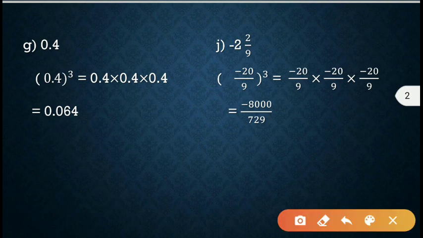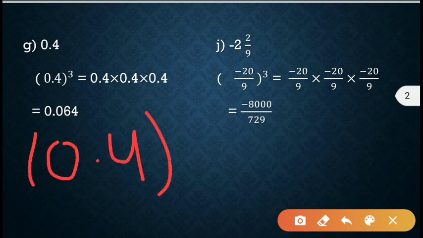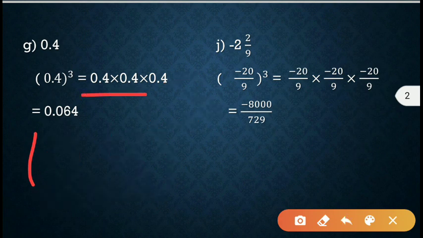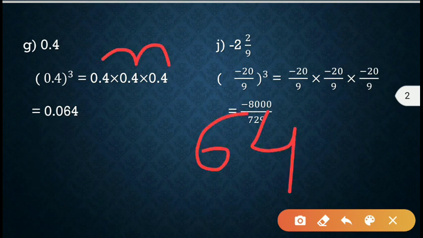G, 0.4. You need to find out the cube. So first of all, 0.4 whole cube. Cube means power 3. So write 0.4 three times: 0.4 into 0.4 into 0.4. When you multiply 4 into 4 into 4, this will give you 64. And count the decimal places: 1, 2, 3.